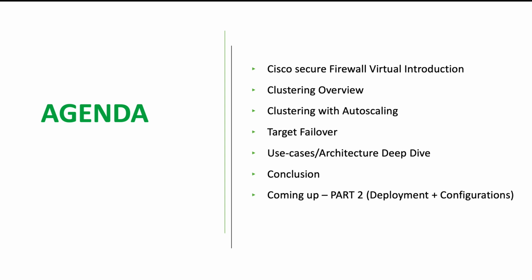I'll be doing this video in parts. So this is all for part one. And in part two, we'll be looking into how to deploy the cluster with dynamic scaling capability in AWS step by step. And we'll look into all the configurations needed and how target failover works, etc., in action. Okay, without further ado, let's get into the topic.